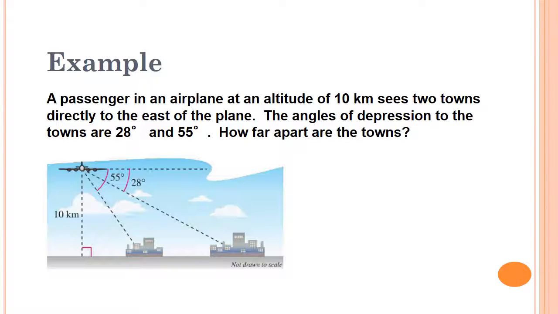Now we have several angles here. A passenger in an airplane at an altitude of 10 kilometers sees two towns directly to the east of the plane. The angles of depression to the towns are 28 degrees and 55 degrees. How far apart are the towns? Okay, what you're going to use here are the two right triangles, the fact that the plane is 10 kilometers above. Pause the recording, give this a try, and resume to check your answer.